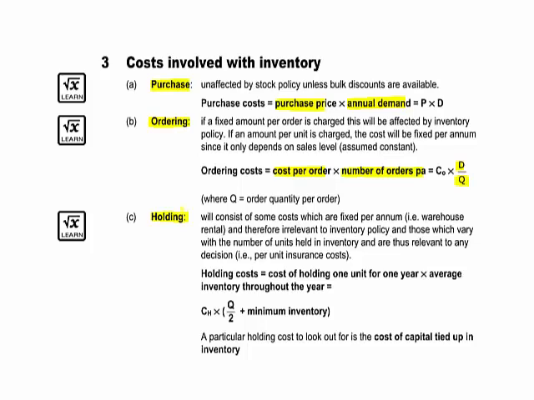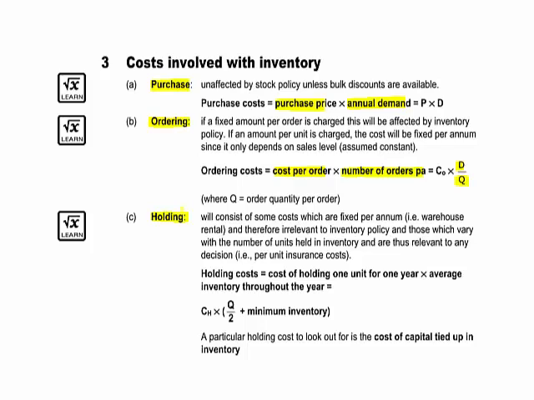Finally then we've got the holding costs. Some of the holding costs then are going to be fixed, things like warehouse rent, and won't be relevant to inventory policy, but some will vary according to the number of units held. For example, things like insurance per unit.